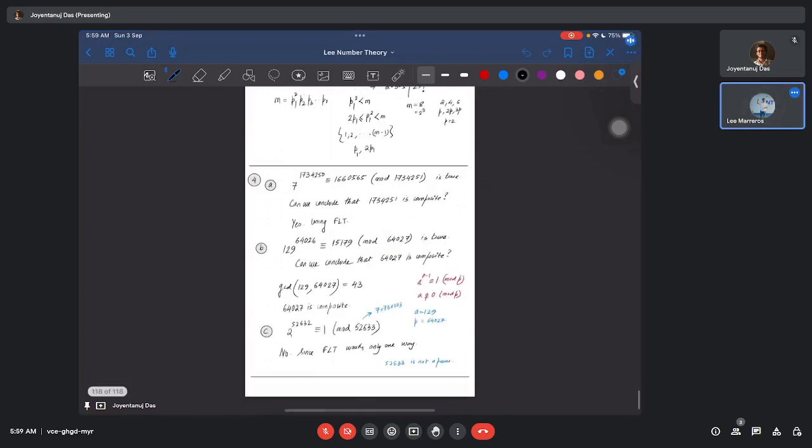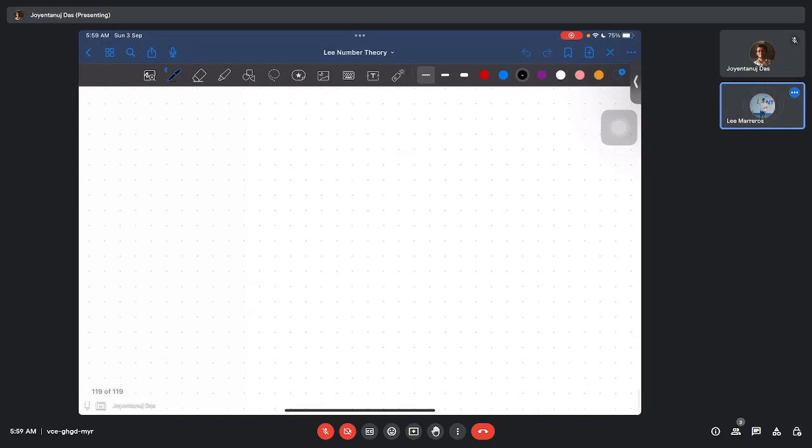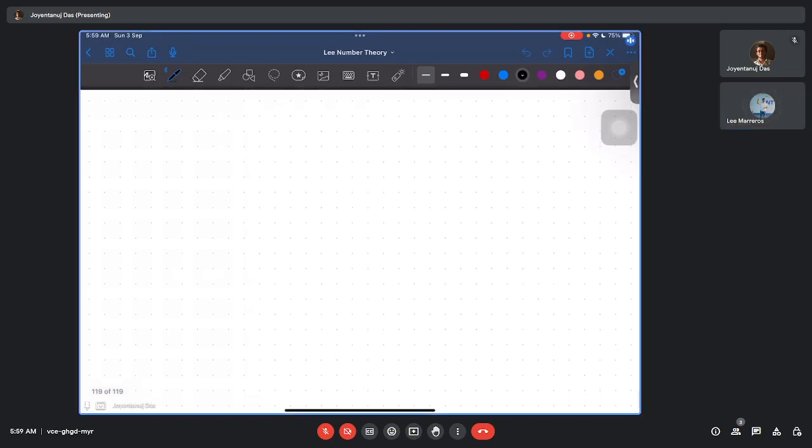Next chapter is the congruence, power, and Euler's formula.